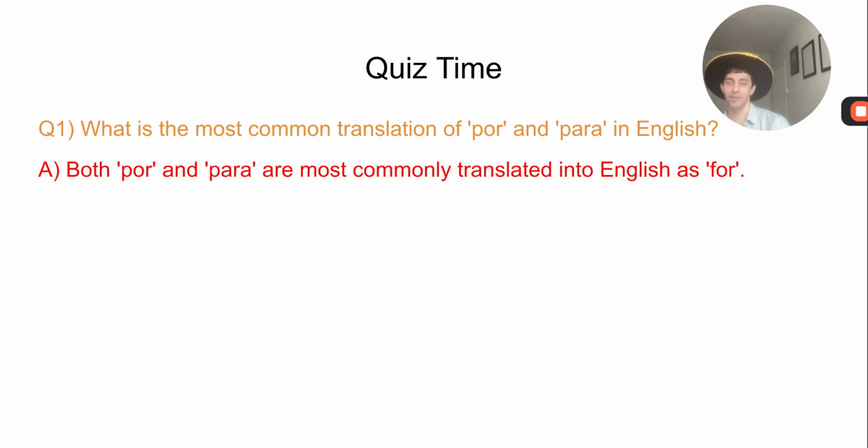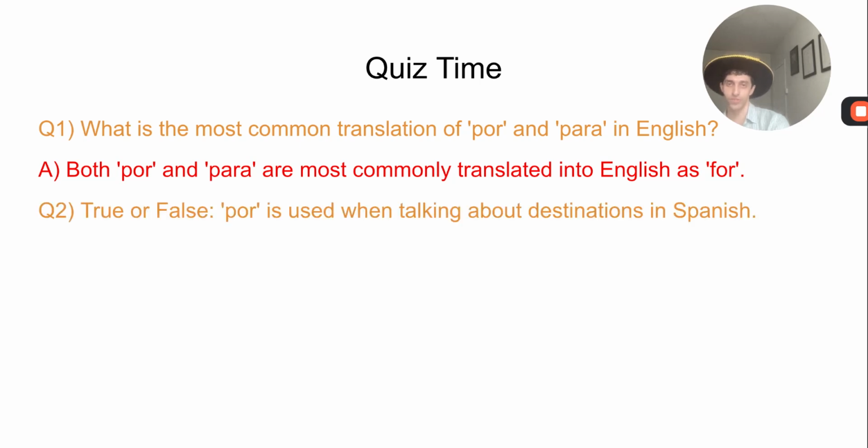Both por and para are most commonly translated into English as for. It certainly does depend on the sentence, context, and the usage above all. But yeah, por and para are often thought of as equivalents of the English preposition for. So, fairly easy one to start it off.